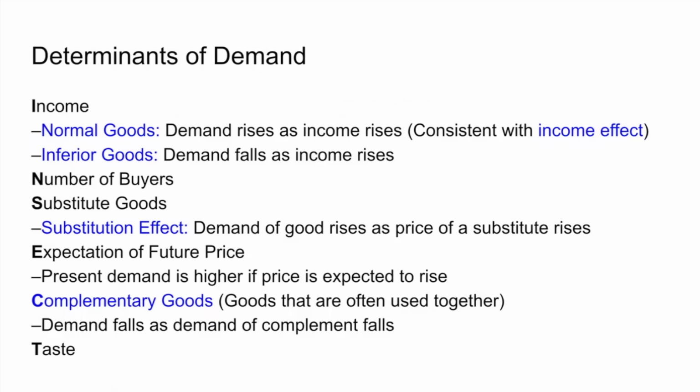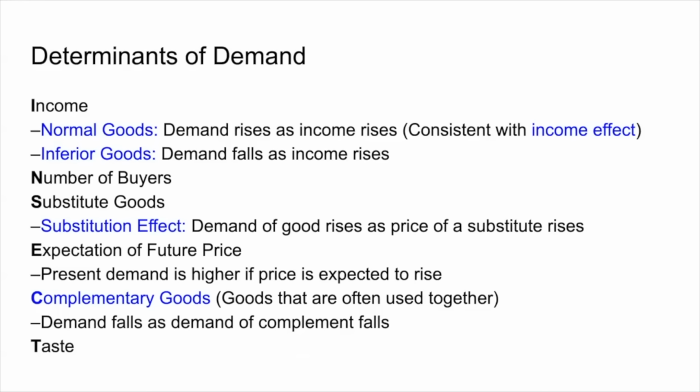Here are the determinants of demand, which form the acronym INSECT. I do not recommend putting too much effort into remembering these because Unit 1 has the lowest weight on the exam, and most of these are pretty intuitive. The first determinant is income. Normal goods have demand that rises as income rises, and this is consistent with the income effect, which states that if consumers have more income and thus more to spend, then they would demand and purchase more goods.